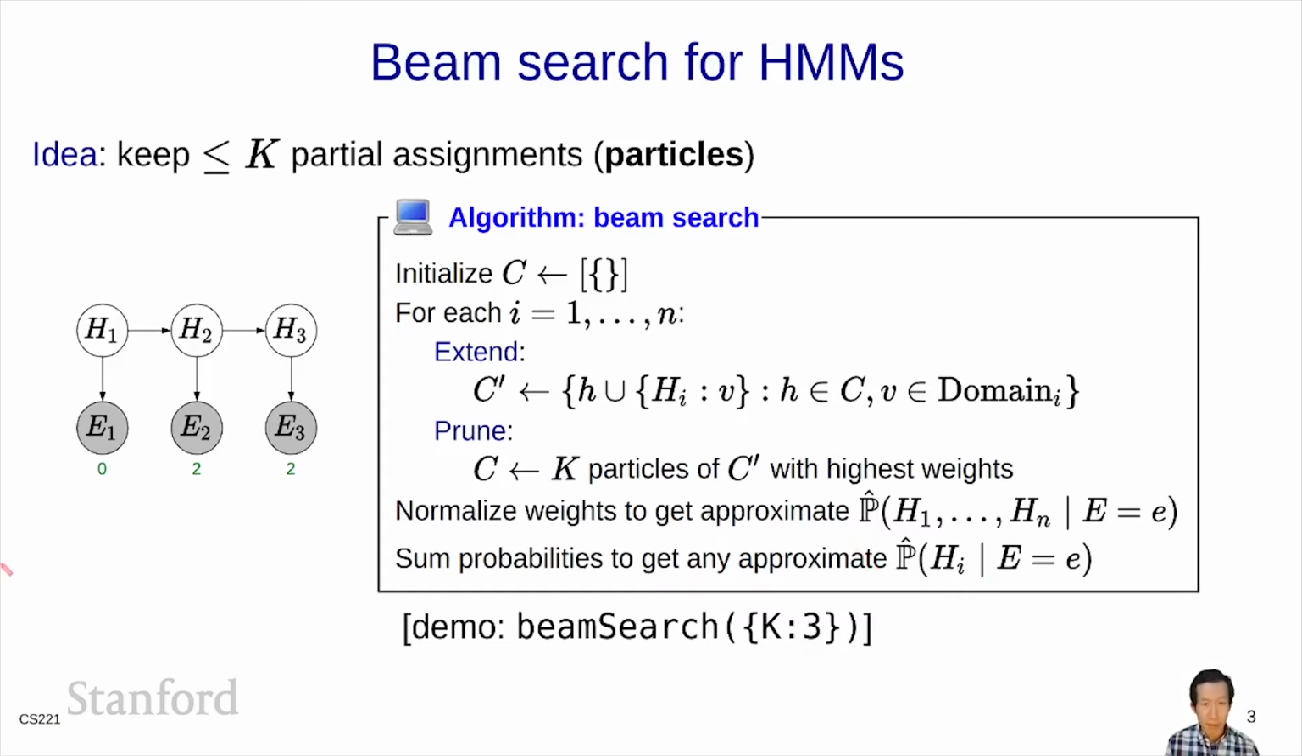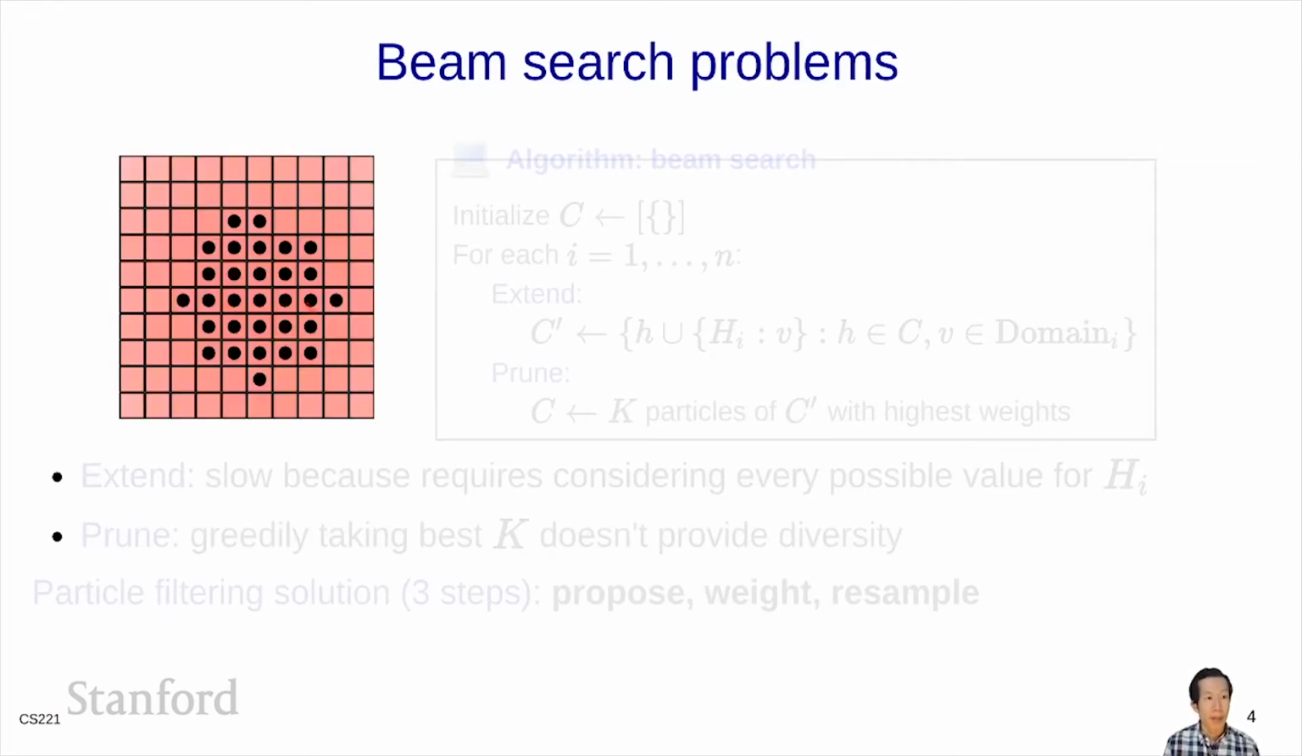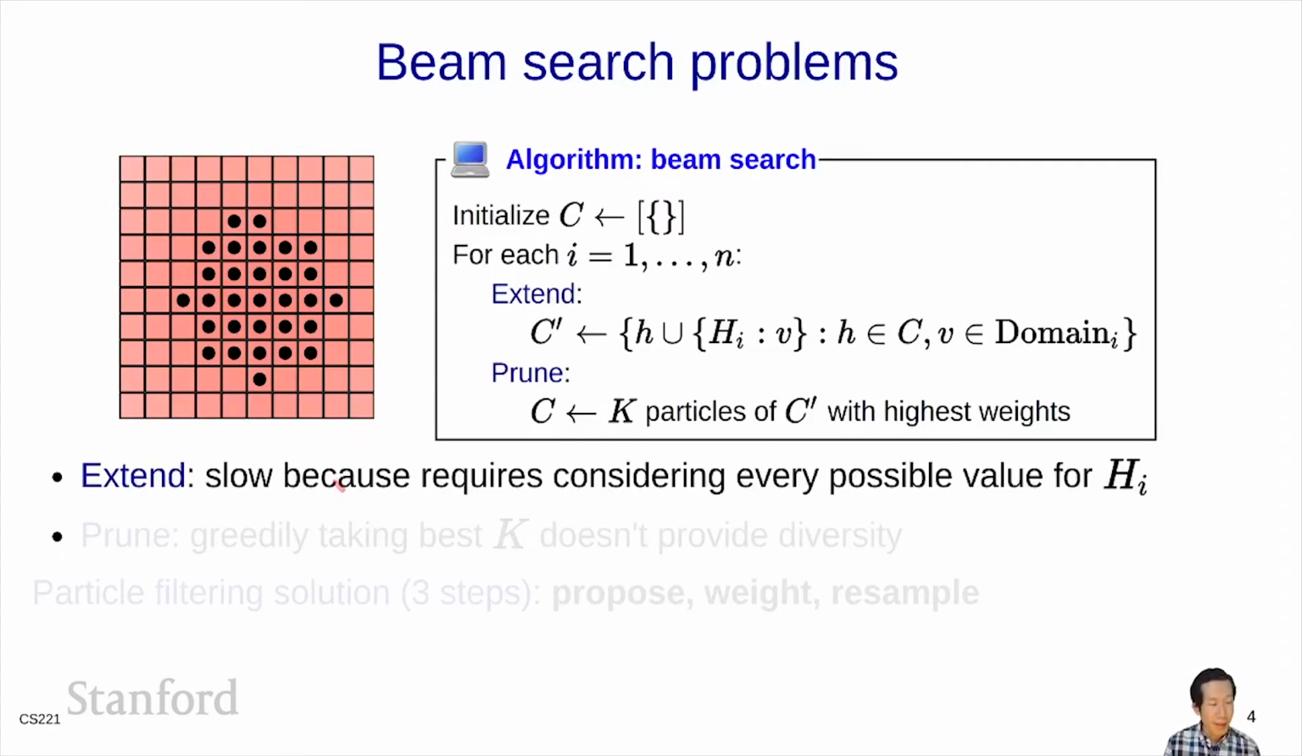So this is fine, but it has 2 problems with it. One is that the extend step is slow because it requires considering every possible value of Hi. So sometimes you can be clever. You don't have to enumerate all the values in the domain. You can only enumerate over values that are going to have positive weight, but even that could be a lot.